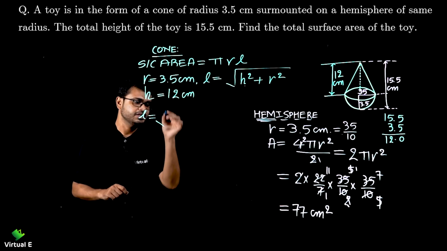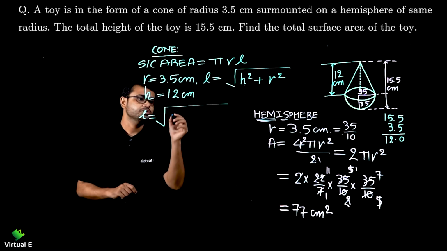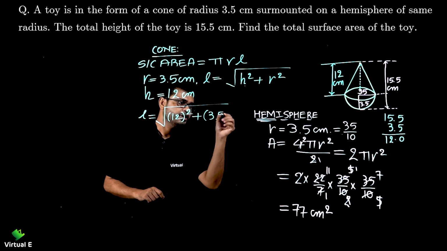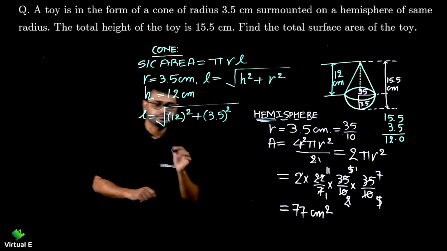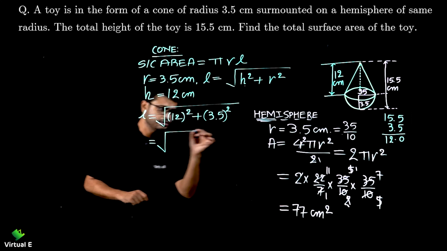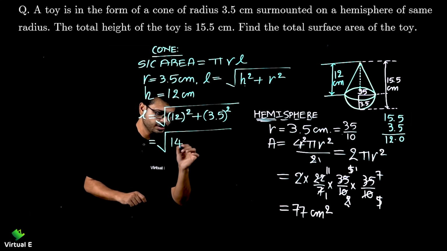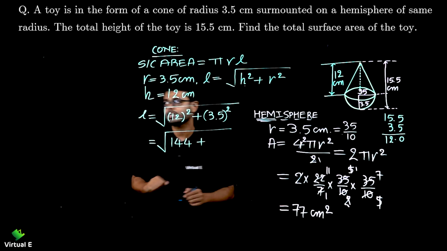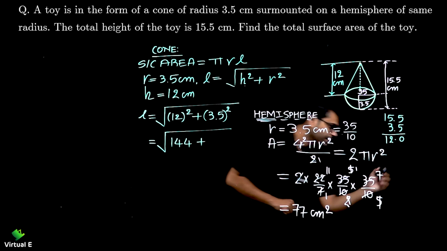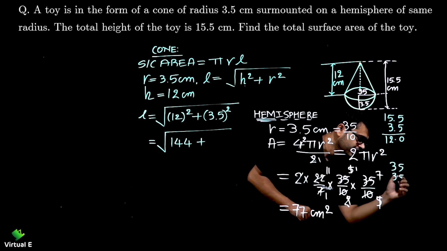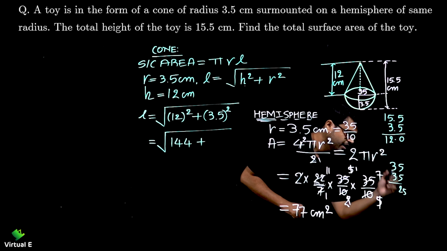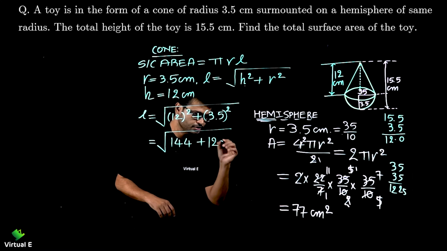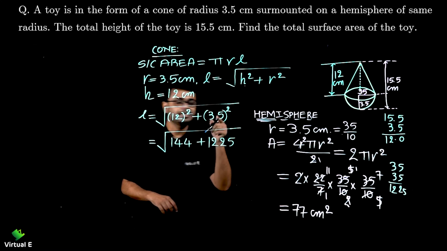So L is equal to the square root of h square, which is 12 square, and 3.5 square as well. So 12 square is 144 plus 35 square. Let's say 35, I'm just not talking about the decimal. So 35 into 35: 5 5s are 25 and 3 4s are 12. So 1225 it is. And there is 1 decimal over here.